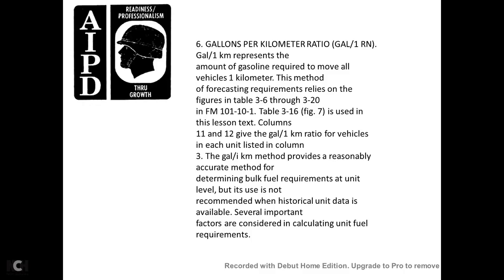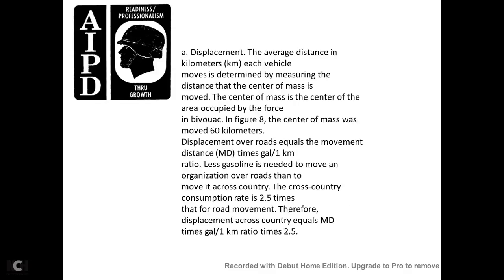101-10-1. The figure table 3-16 is used in the lesson text, columns 1 through 12. Given the gallons per 1 kilometer ratio for the vehicles, each unit is listed in column 3. The gallons per kilometer method provides a reasonably accurate method of determining the bulk fuel requirements at the unit level, but is not recommended without the historical unit data. With its available service, important factors are considered when calculating unit fuel requirements.